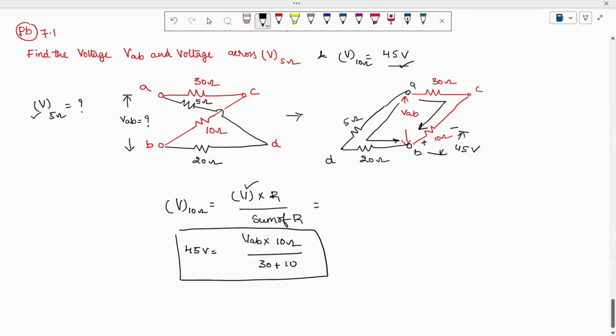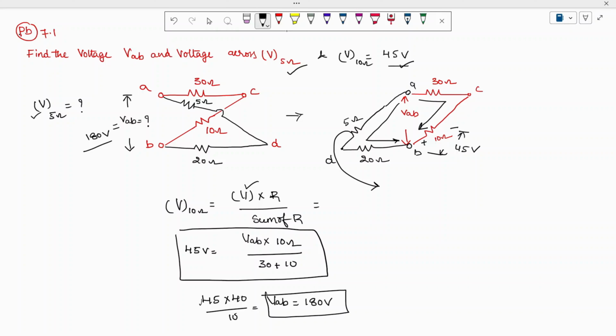When you perform it, it is 45 into 40 divided by 10. Then you get the value of VAB equal to 180 volts. So successfully we have found the value of VAB, 180 volts. Now we are asked to find the voltage across the 5 ohm resistor.